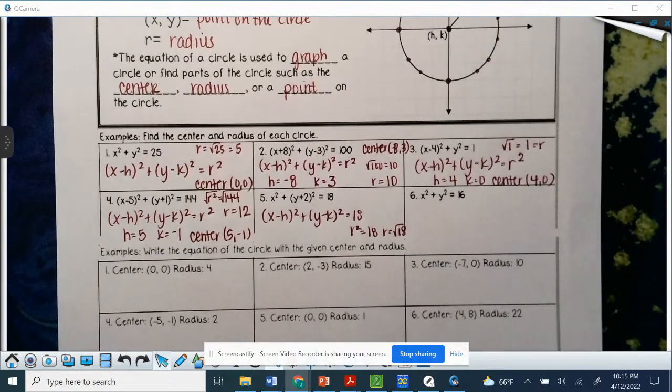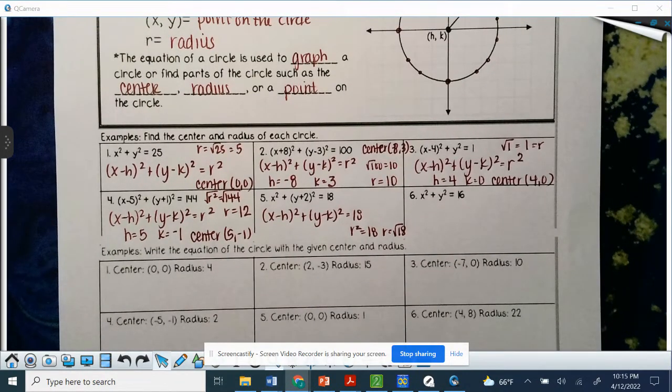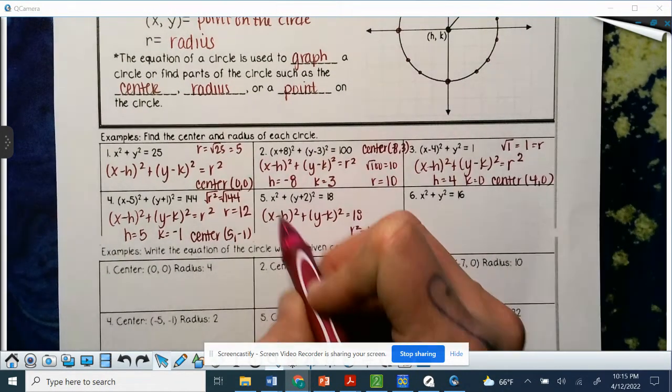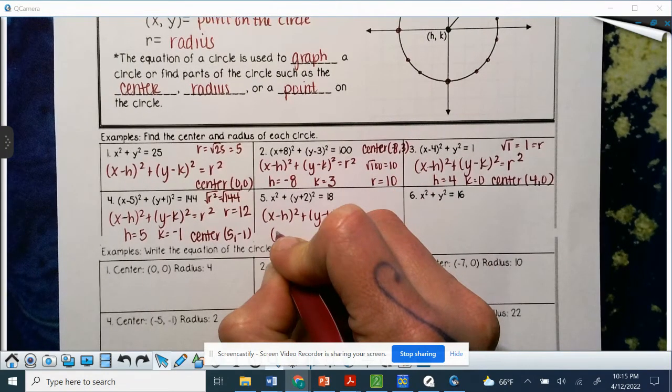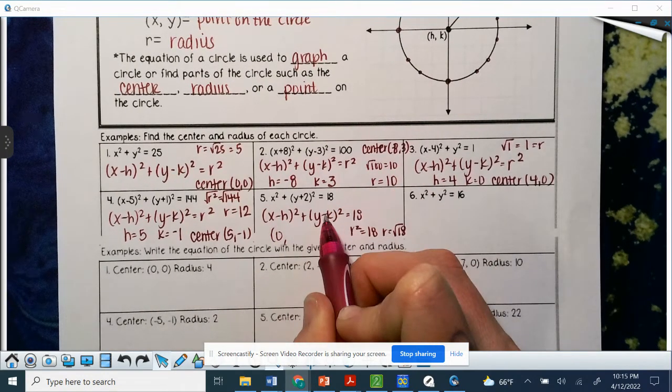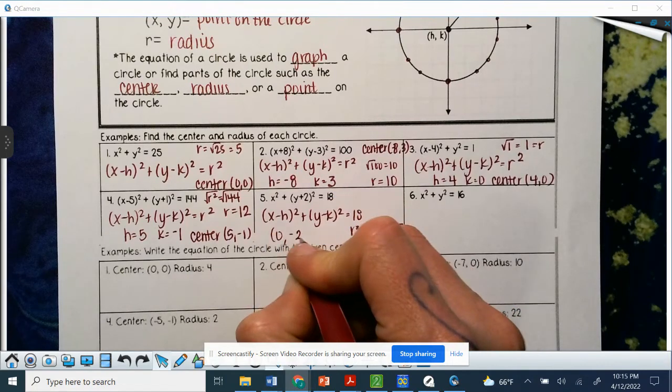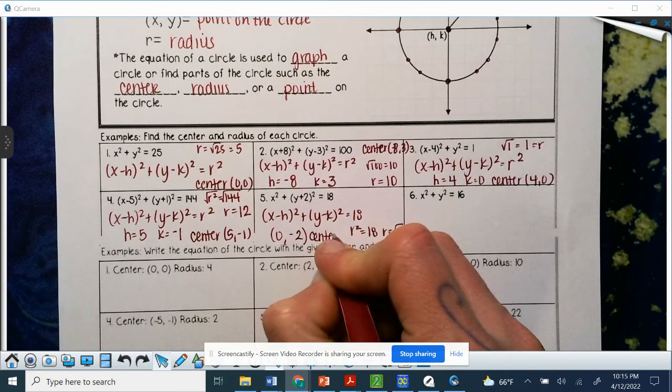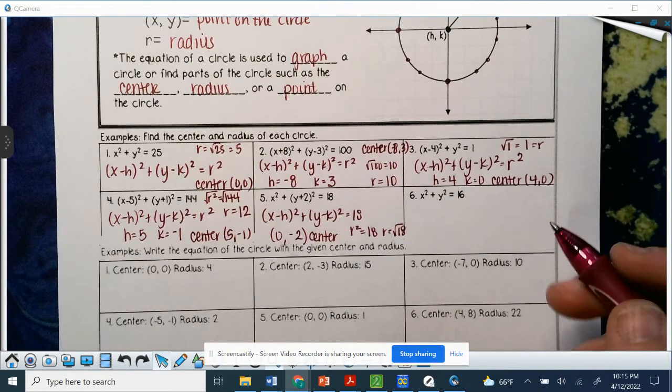But the radius is the square root of 18. And then, so our h value, there isn't one. So we know that it's going to be 0. Our k value, it's a minus, but turn into a plus. So it's going to be negative 2. So our center is 0, negative 2. And our radius is the square root of 18.